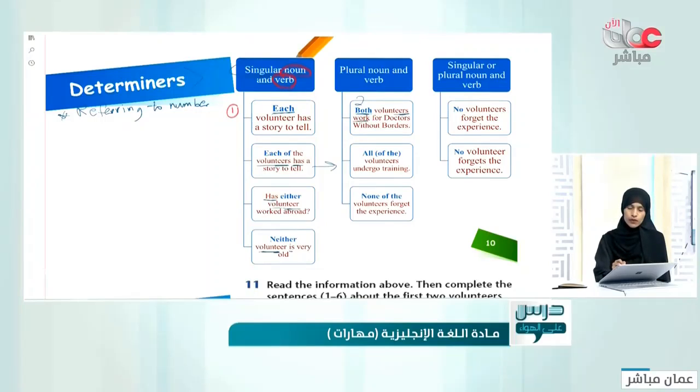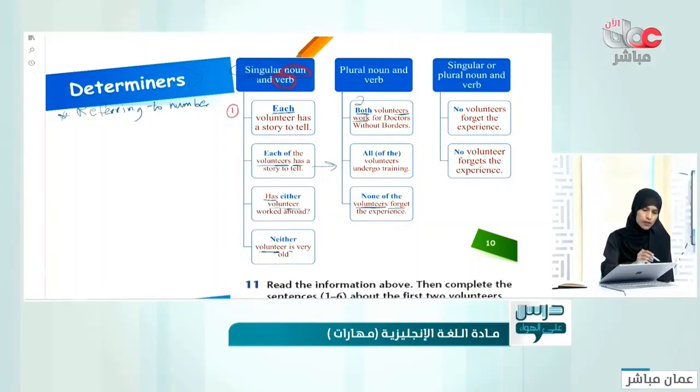Then another determiner, all. You can say all volunteers undergo training, and I can also say all of the volunteers undergo training. So both are correct, with of the or without. That's why it's between brackets. Then you have none of the volunteers forget the experience, also a plural noun, and of course the subject-verb agreement is also plural.